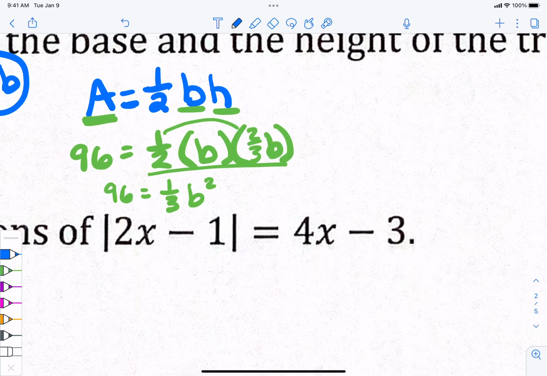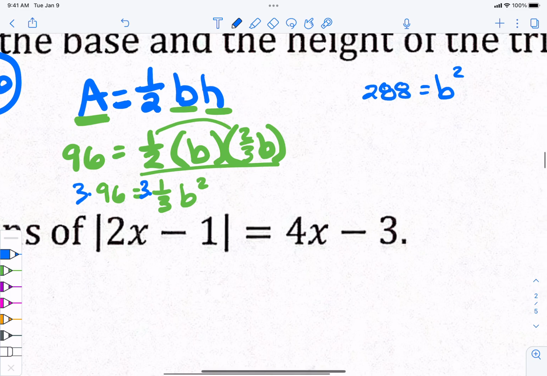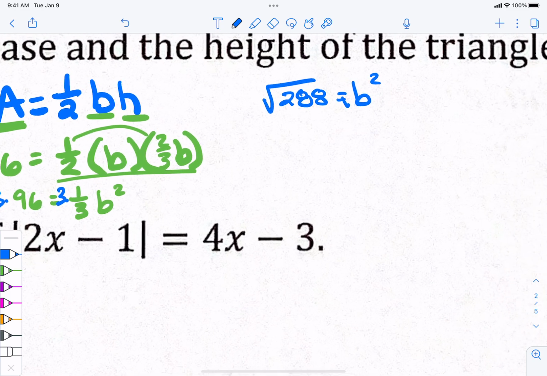If I need to zoom out, you holler at me, okay? How do I solve for B? Divide by a third or multiply by 3. So 96 times 3 is 270 plus 18, so 288 is B squared, and then take the square root. Technically it should be plus and minus, but we're talking about a length, so it's only going to be positive.